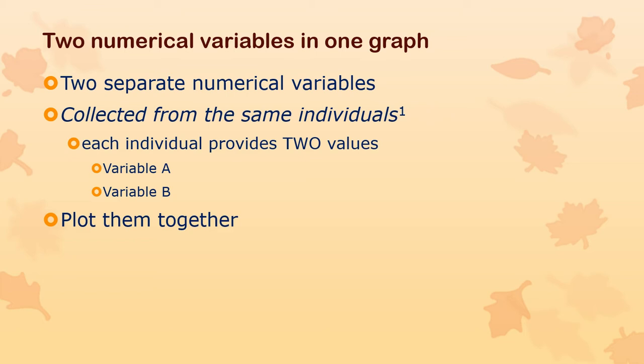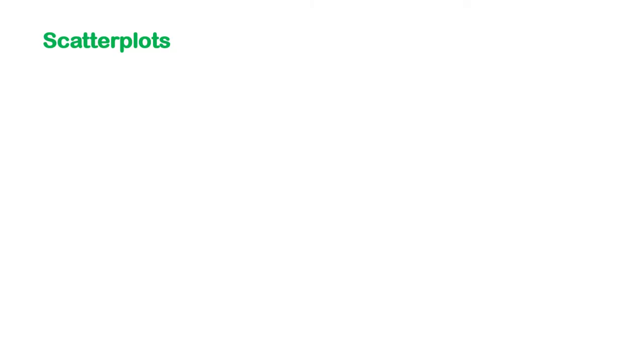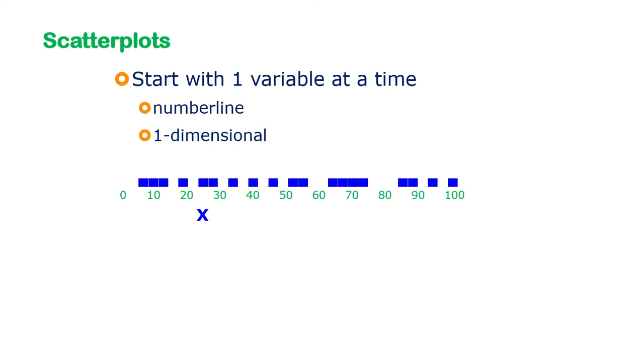We'll talk more about this in the middle of the semester, when we have to do this for some analyses. You've seen scatter plots a lot, so let's look at these scatter plots. You start with one variable at a time, and you plot it on a number line. Basically, you're making a dot plot. This is a one-dimensional representation of a data set.